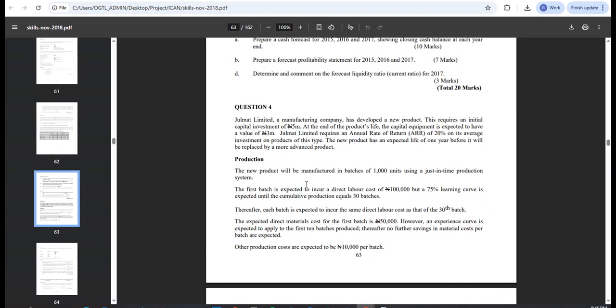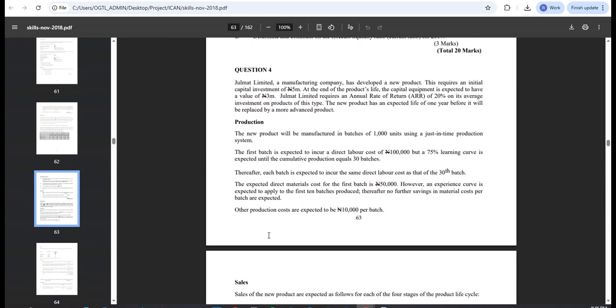Now, let's take the question one after the other. The investment appraisal is 5 million naira initial outlay, right? And at the end of the product, your expected value, what do you call that? Residual value, right? Your residual value is 3 million, which means depreciation there is 2 million. And the product is for how many years?